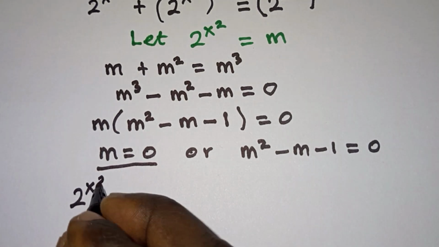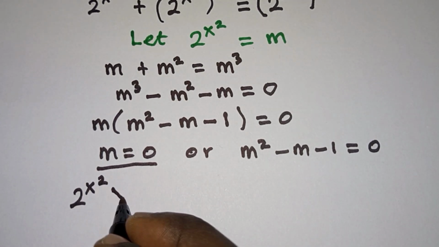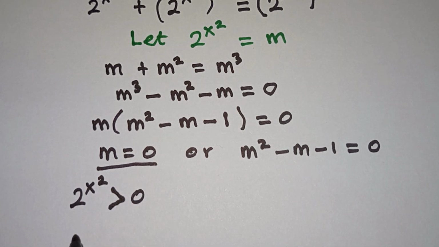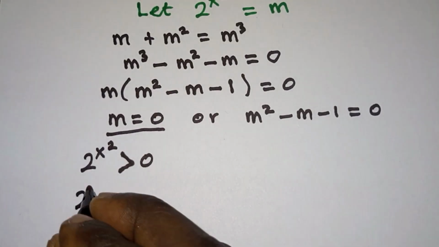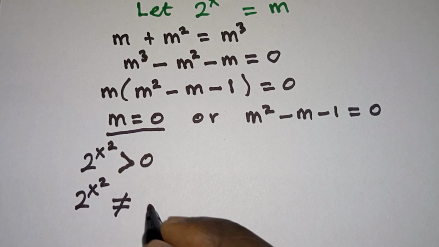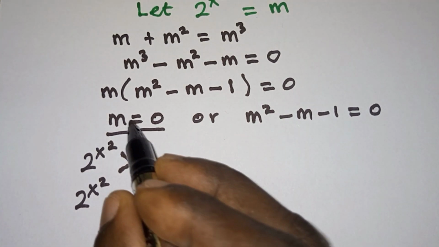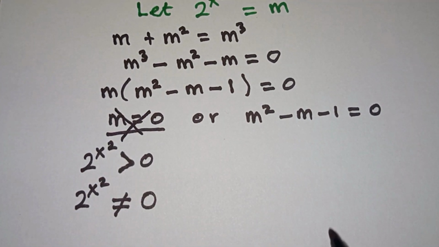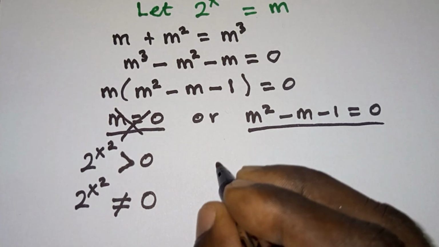Now let's consider m is equal to 0. 2 to the power x squared is always greater than 0. So it means that 2 to the power x squared can never be 0. Therefore, we are not going to consider m is equal to 0. Now let's pay attention to this equation.